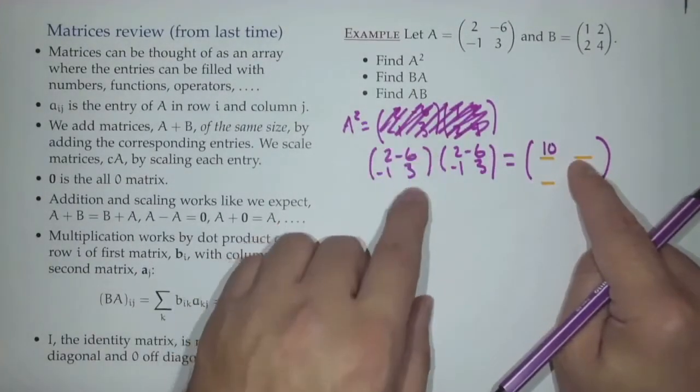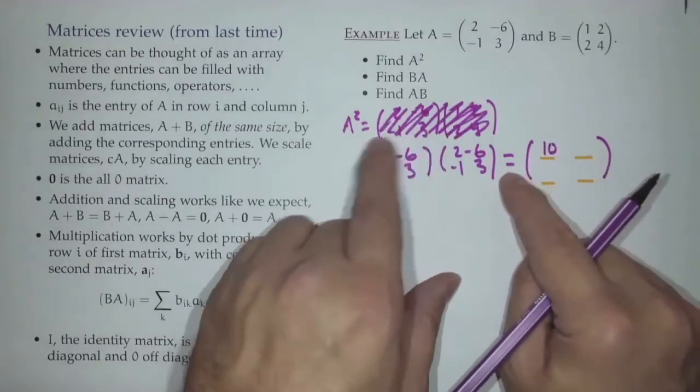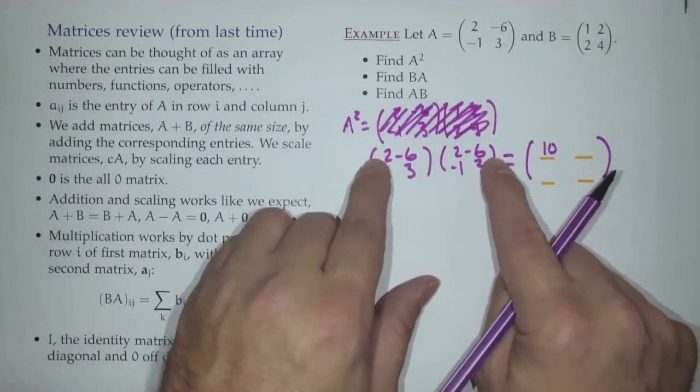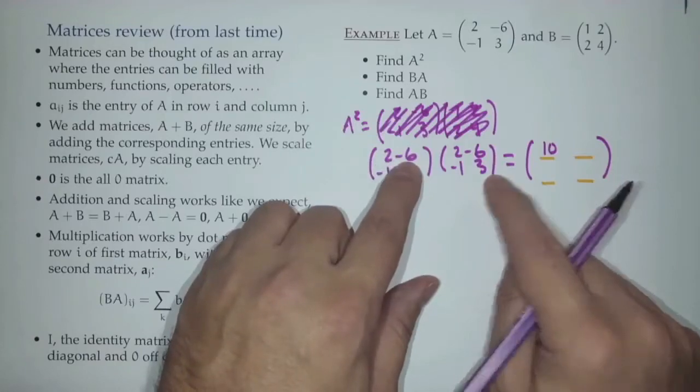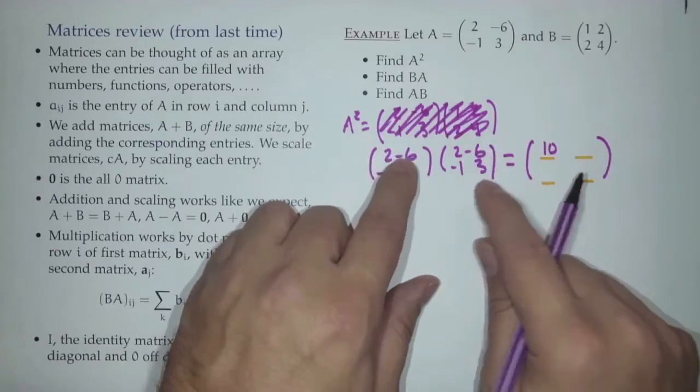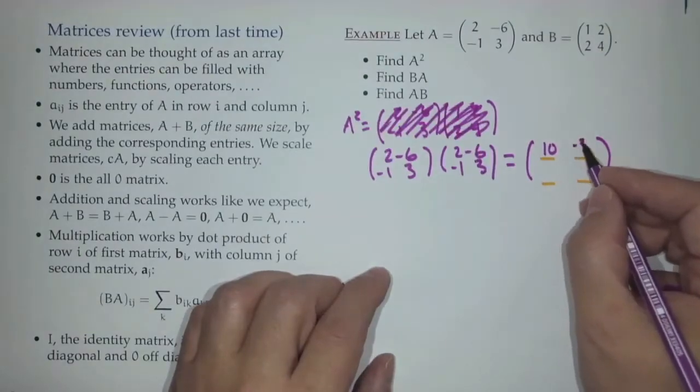Now, first row, second column. 2 times minus 6, minus 12. Minus 6 times 3, minus 18. Minus 12, minus 18 together, minus 30.